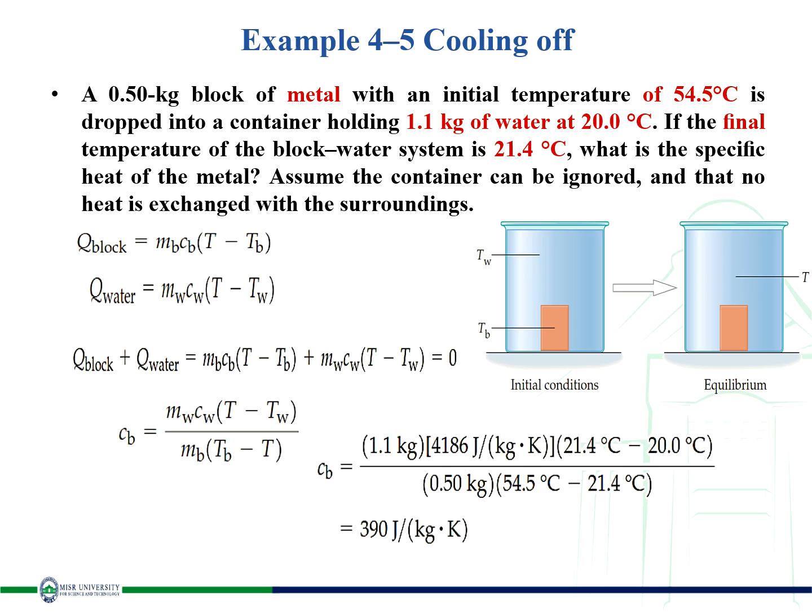It's also interesting to observe the final temperature. It's 21.4 degrees Celsius, which is much closer to the water's initial temperature, 20.0 degrees Celsius, than to the metal's initial temperature, 54.5 degrees Celsius. Why is this? There are two main reasons here, as our textbook insight highlights. First, the mass of the water, 1.1 kilograms, is more than double the mass of the metal block, 0.50 kilograms. More mass means more stuff to heat up or cool down.